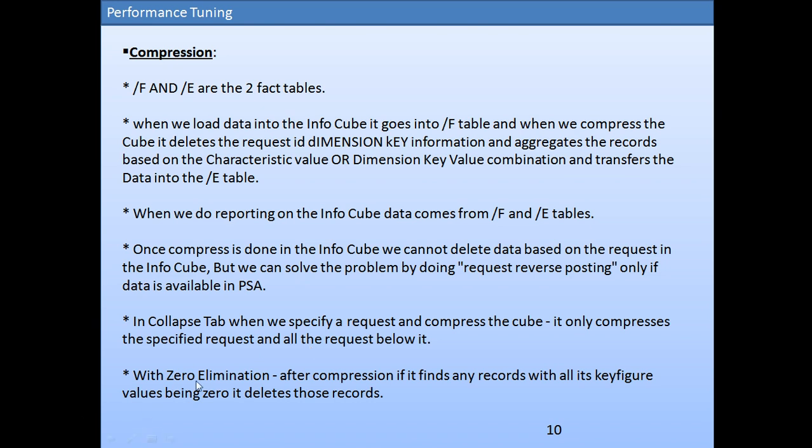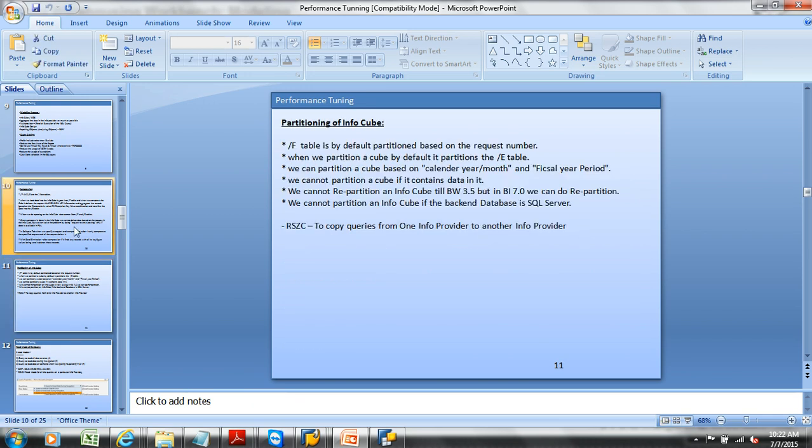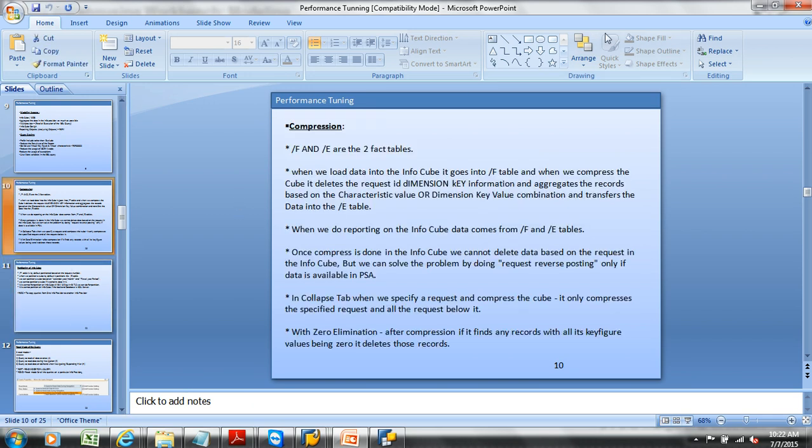Then there is the checkbox called with zero elimination. What happens? Once it is compressed, if it finds any record with all its key figures being zeros, those will be deleted. This is compression. Now tomorrow we'll get into other performance tuning. So compression will improve what? Performance of your query.